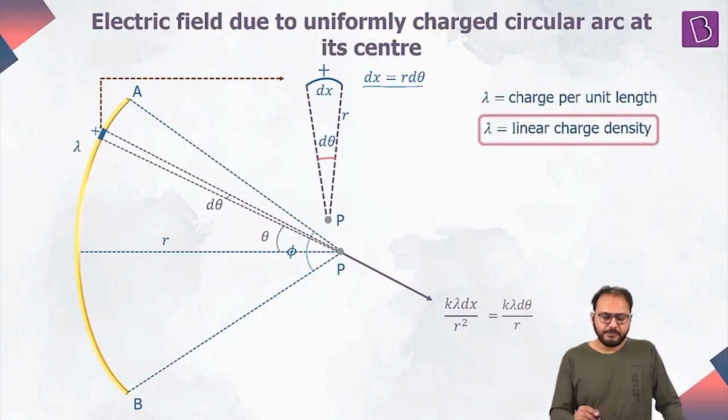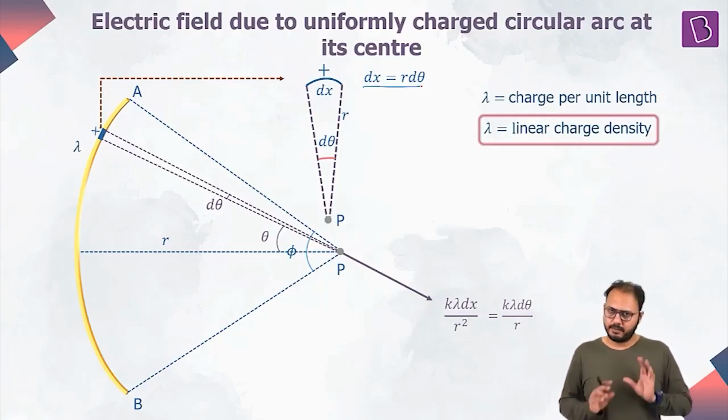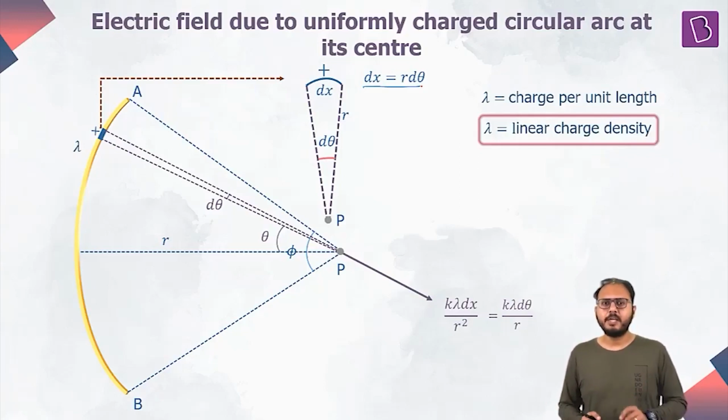All right. How far is it away from point P? All the points on the arc are a radius away from point P. There you go. So what's the formula? K Q by R square. K, who plays Q? dq. What is dq? Lambda dx, right? So lambda dx by R square.